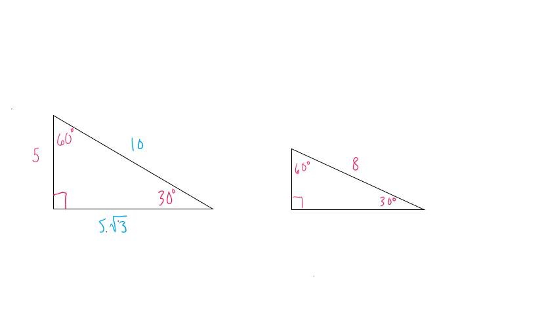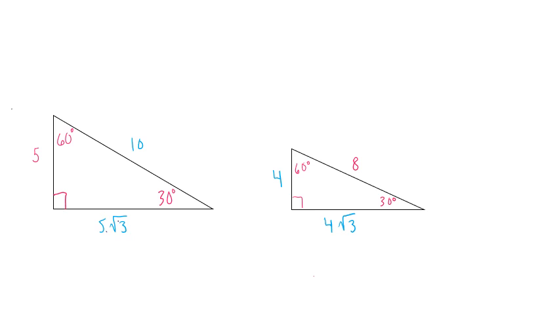All right, same thing for the triangle on the right. It's a little bit smaller. We know the hypotenuse this time, which means we could find the short leg by dividing by 2. So 8 divided by 2 would be 4, which means the side across from 60 will be 4 times the square root of 3.